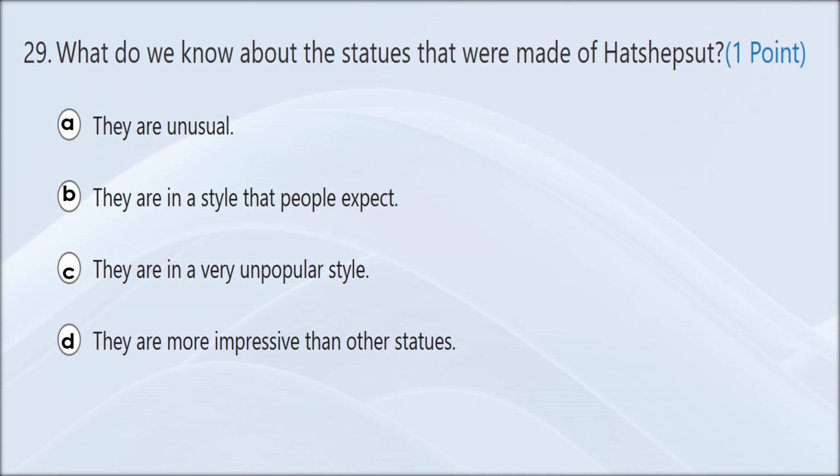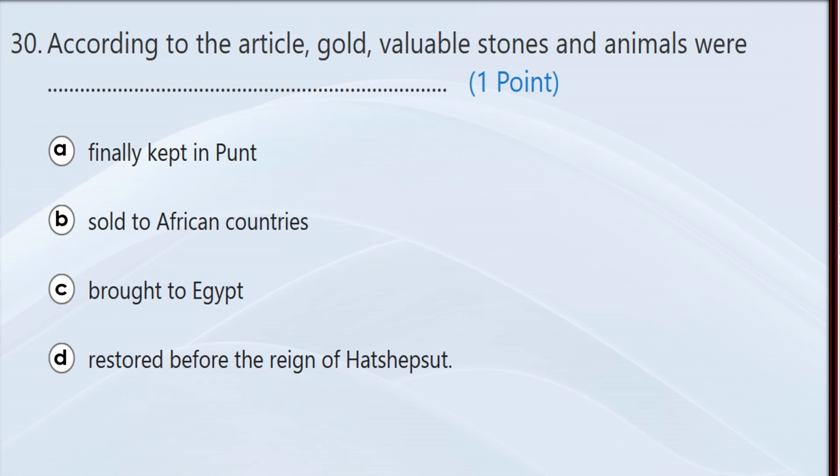Let's move to the next part. Question number 30. According to the article, gold, valuable stones and animals were finally kept in Punt, sold to African countries, brought to Egypt, restored before the reign of Hatshepsut.